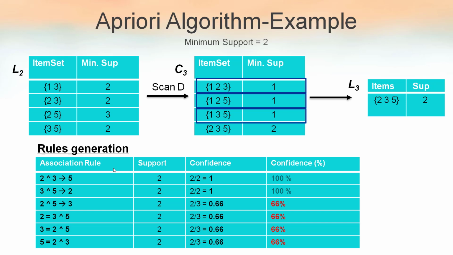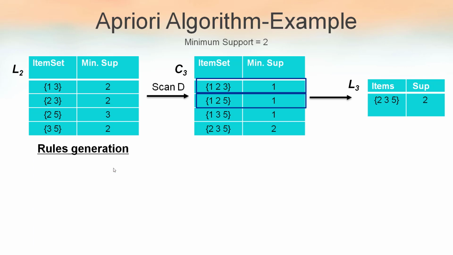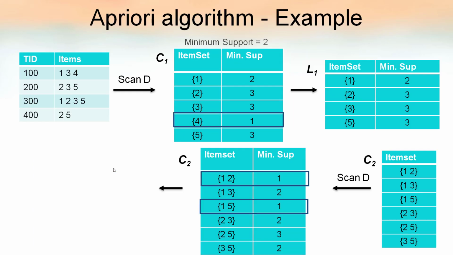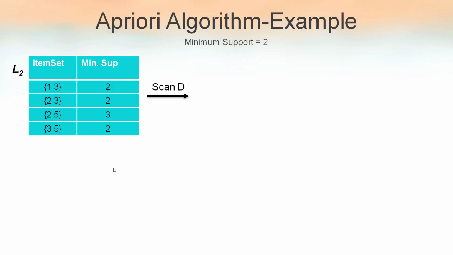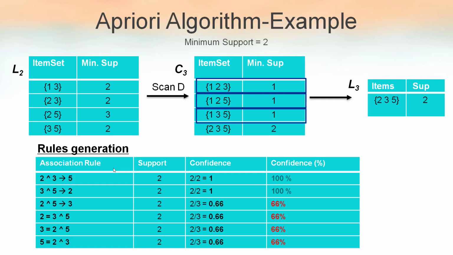Let's check the occurrence of 2 and 5 in the database. Here in the transaction database, a total of 3 transactions are available with 2 and 5, and with 2, 5 and 3 item set, only 2 transactions are available. So confidence is equal to 2 divided by 3. So the answer is 0.66, which means confidence is 66%. In the same way you can calculate the support and confidence for the other 3 rules.